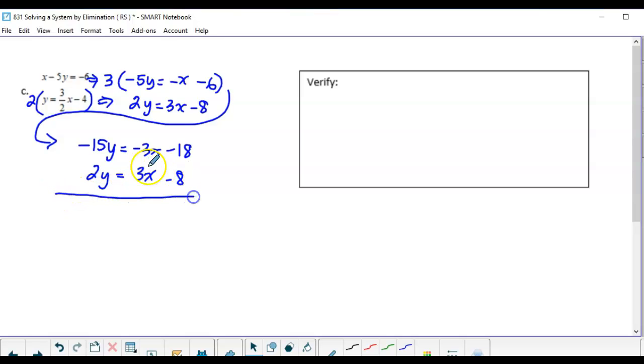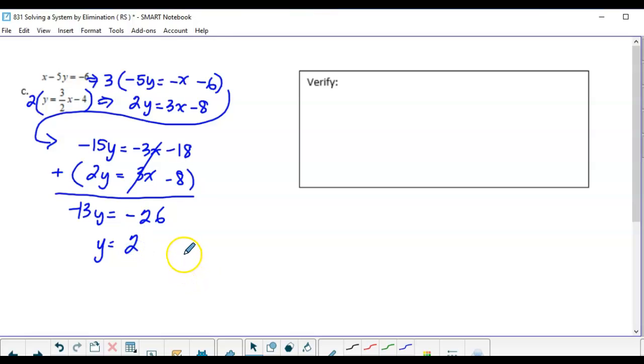And now I'm going to add the equations, okay, because these are opposite in sign. So this would be negative 13y. This goes to 0. And then negative 18 plus negative 8 is negative 26. Divide by negative 13, I get 2.